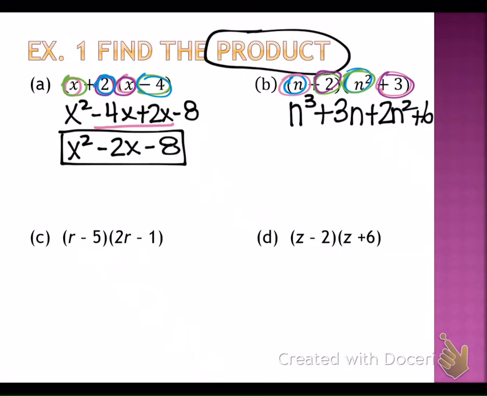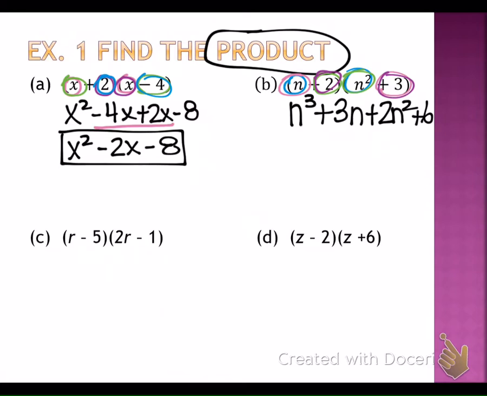Now, I'm looking for like terms. That's my next step. Do I have any like terms in this problem? No. So is this my final answer? No. Why not? Because it's not in standard form. Very good. Okay, we learned yesterday our final answers need to be in standard form.